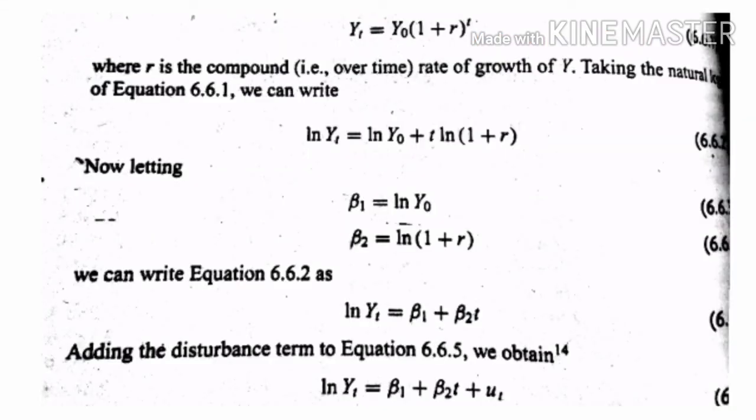Equation: Yt is equal to Y naught (1 plus r) to the power t, where r is the compound rate of growth of Y over time. r is the rate of growth.